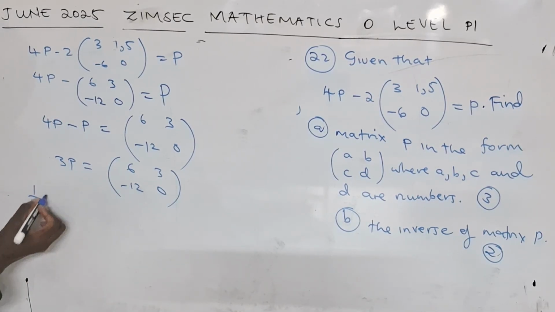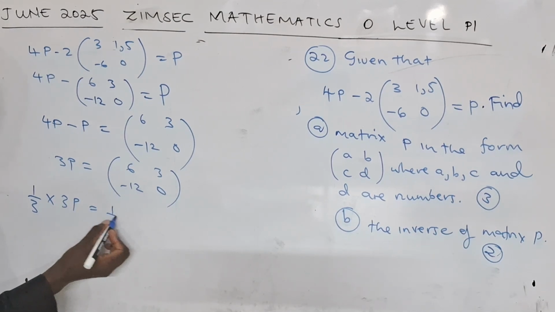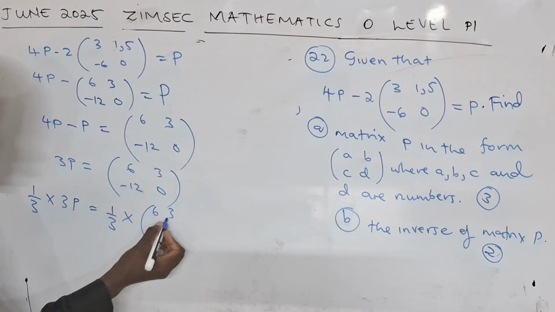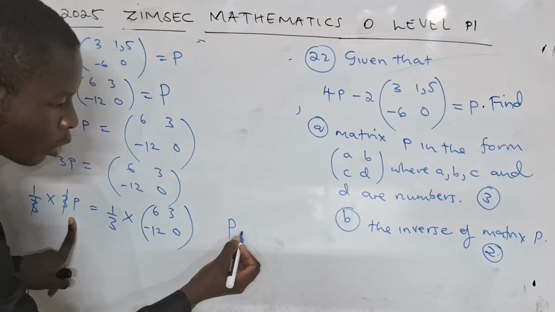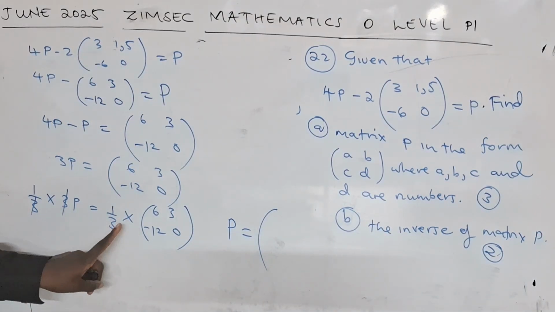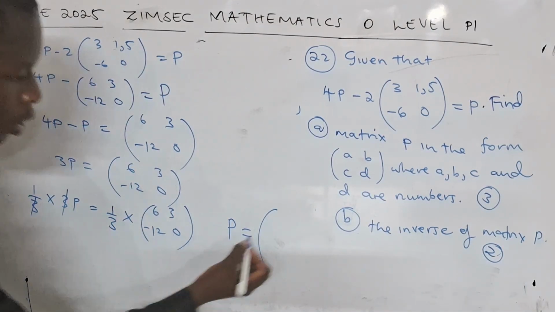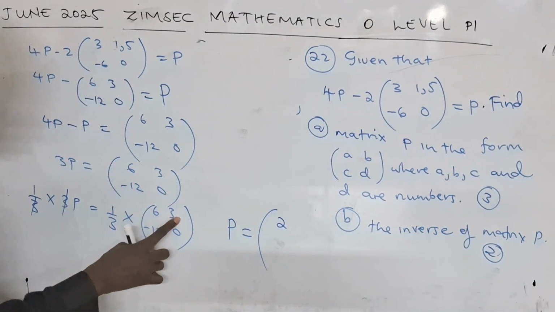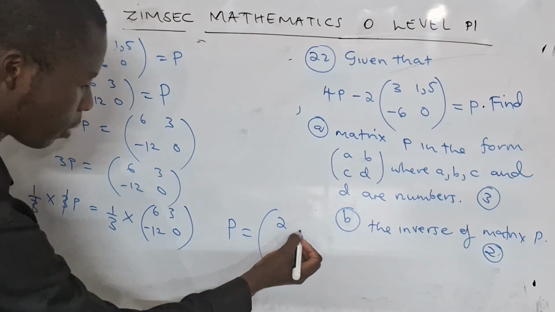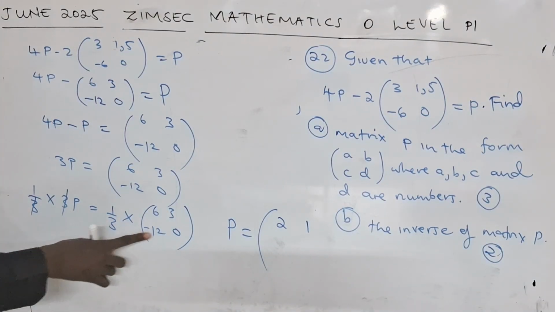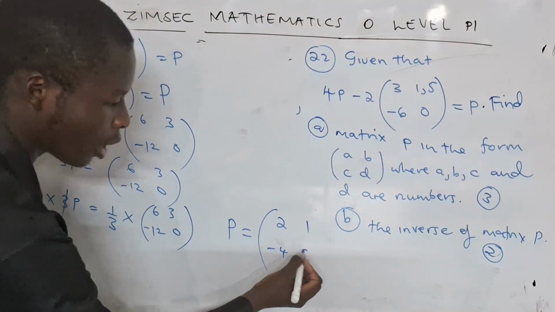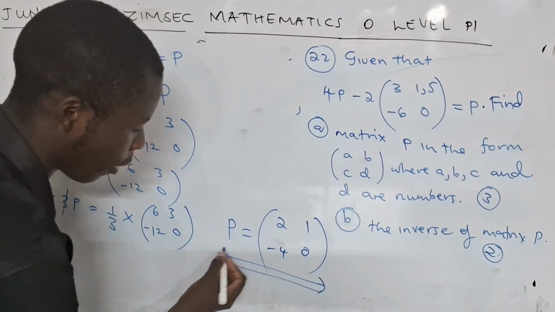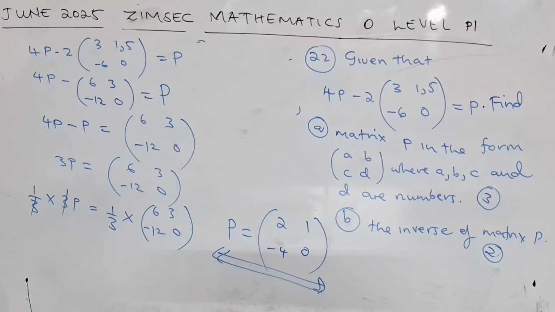So 1 by 3 into 3P is equal to 1 by 3 of 6, 3, negative 12, 0. Here and here, you are going to get a P. So I'm going to write P is equal to, now, 3 into 6 is nothing but 2. 3 into 3 is nothing but 1. 3 into negative 12, what is the answer? This is nothing but negative 4, and this is nothing but 0. So this is the final answer. So this is matrix P.